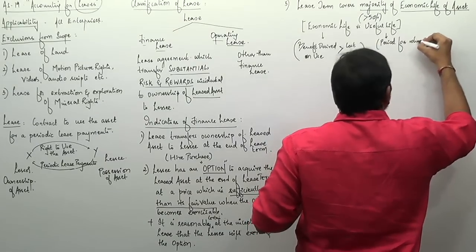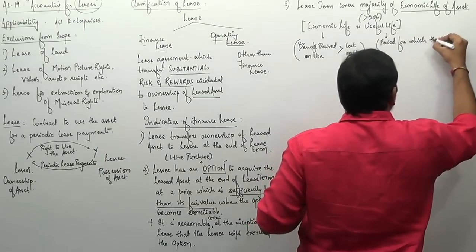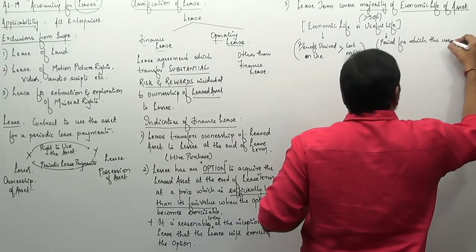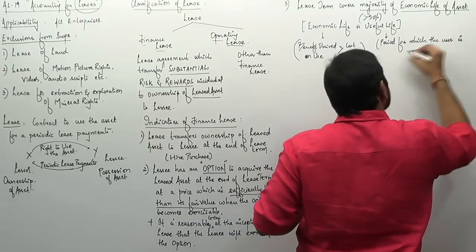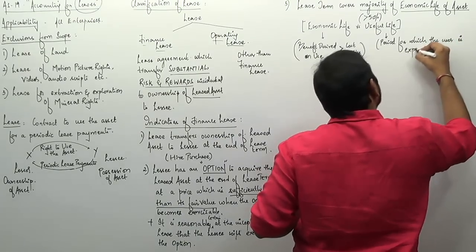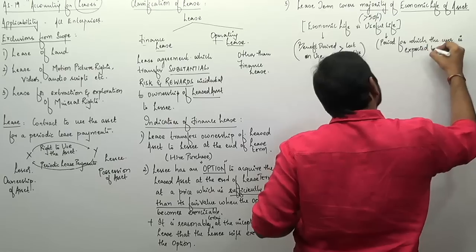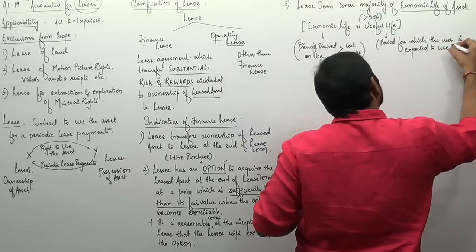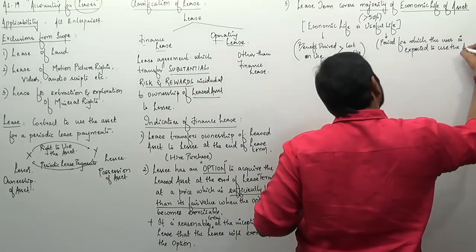Useful life is the period for which the user is expected to use the asset.